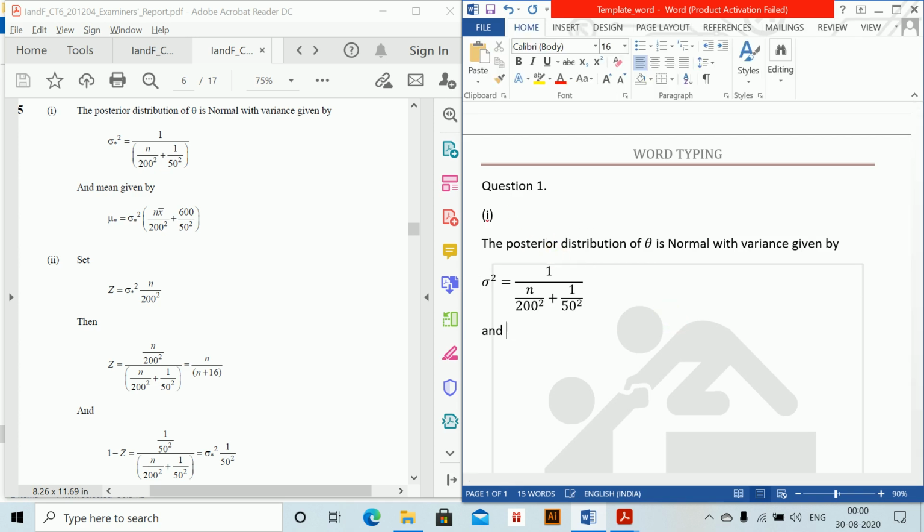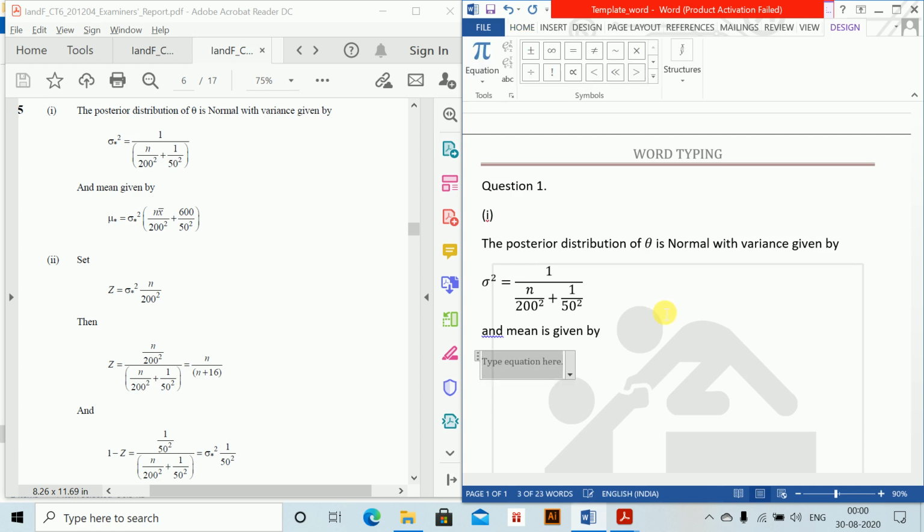and mean is given by mu is equal to sigma squared times (n x bar divided by 200 squared plus 600 divided by 50 squared). Okay, so this came out, it has to be squared.